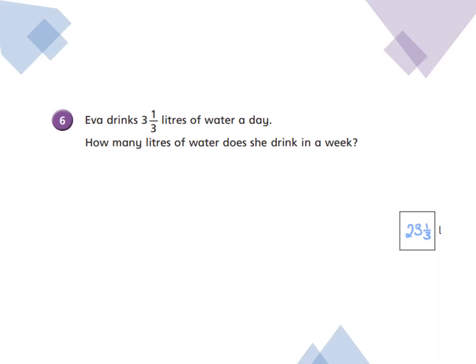I know many of you will have looked at the answer straight away, but let's go through it carefully and let's recap what we needed to do. Eva drinks 3 1/3 litres of water a day. How many litres of water does she drink in a week? Well, the calculation we need to do is 7 times 3 1/3. So we start off by doing 7 times 3. And hopefully you'll know that gives us 21. So that's 21 litres straight away.